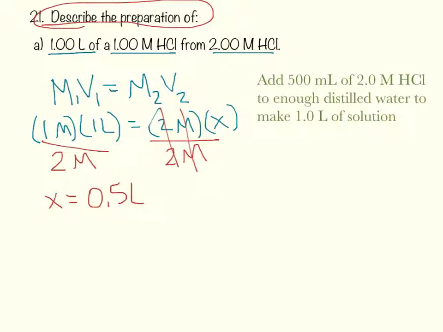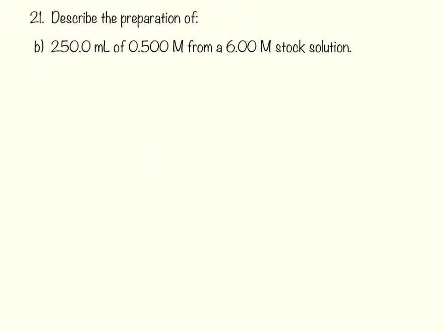Okay, so what this means, this 0.5 liters, is how much of the 2 molar solution we're going to need total to make the 1 liter of solution. So that's why we're adding 500 milliliters of that 2 molar HCl. We're not necessarily going to add 500 milliliters of water because the volumes may or may not be additive, but we are going to add it to make a 1 liter total solution.